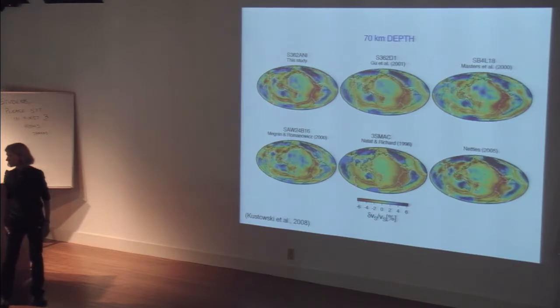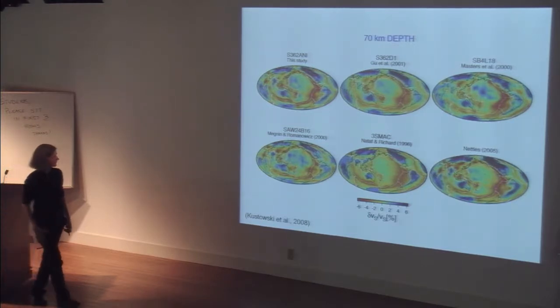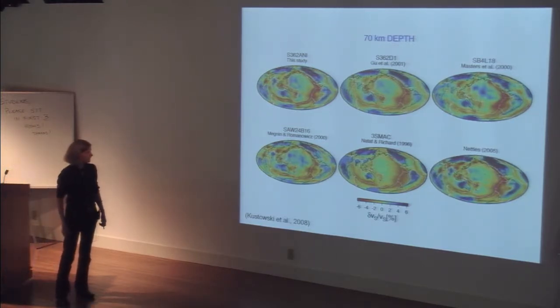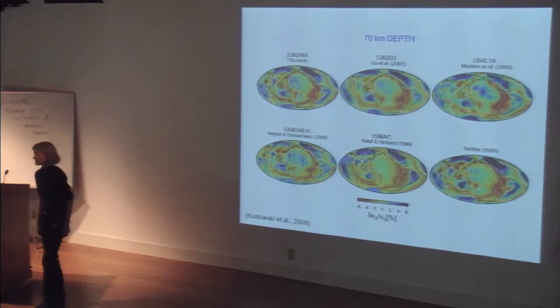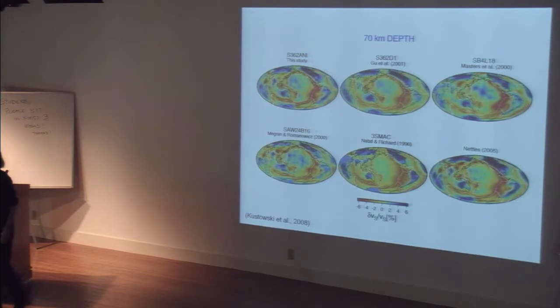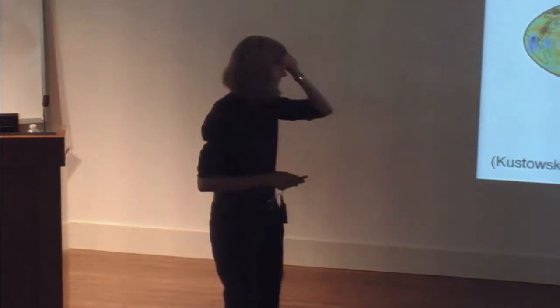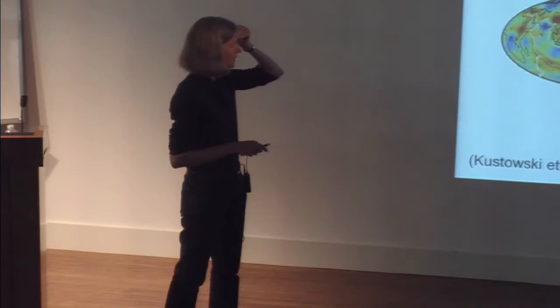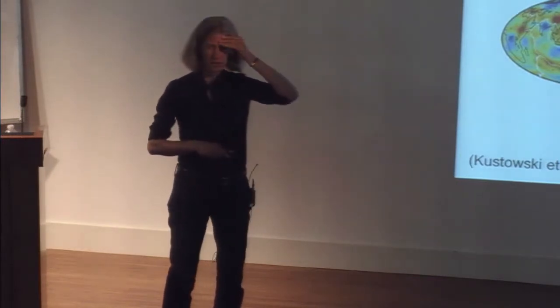Under Tibet, where it's showing low velocity, is that just the crust being thick? So the crust should have been taken out of all of these models. The crust should have been accounted for. If the crustal model is not quite right, you do have to be careful about the signal bleeding in there.